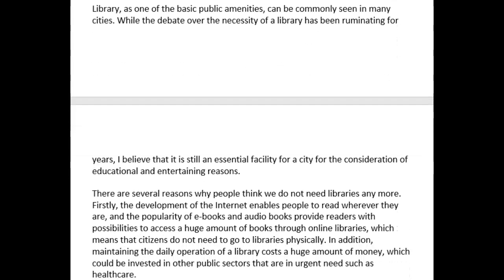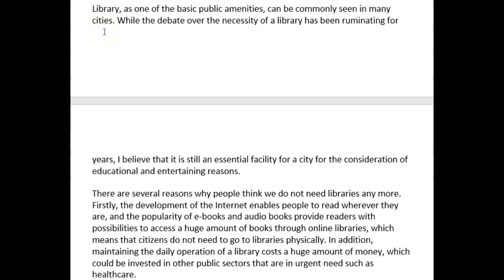Let's see. Library, as one of the basic public amenities, can be commonly seen in many cities. Here you really needed a couple of things. You could have said the library. All right. And when you use the like this, you're essentially talking about the category of libraries or all libraries, and grammatically it fits with the rest of the sentence. So why don't we try that? The alternative is libraries. Okay? And that would have worked too. But let's try it the first way.